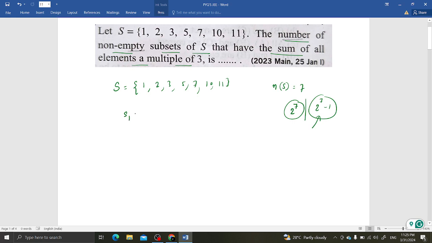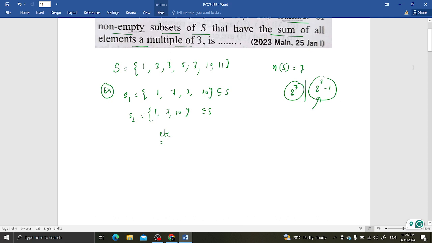Suppose, for example, I take S1 as {1, 7, 3, 10}. Clear? Here S1 is a subset of S because all the elements are in S. Observe that 1 plus 7 plus 3 plus 10 is divisible by 3. That is, 7 plus 1 is 8, 8 plus 10 is 18, 18 plus 3 is 21. Also {1, 7, 10} is another subset of S such that the sum of all its elements is divisible by 3. Similarly, we have more sets. So we need to collect all those subsets and tell how many there actually are.